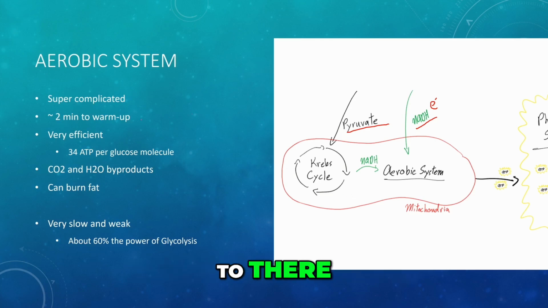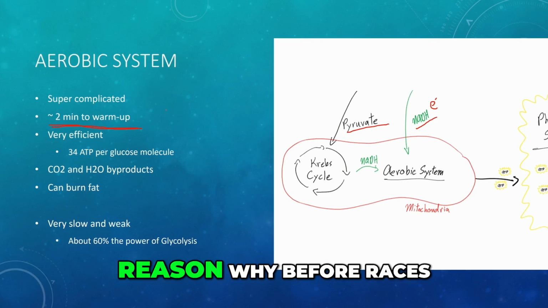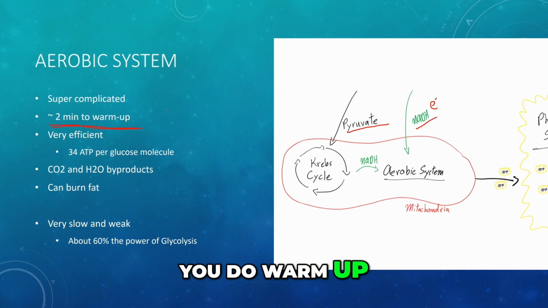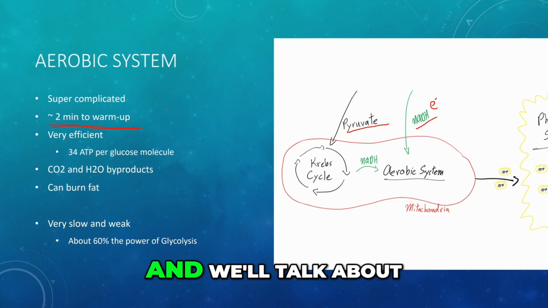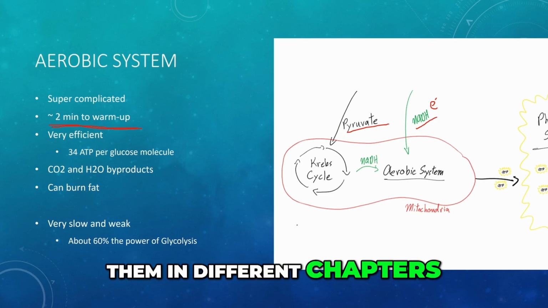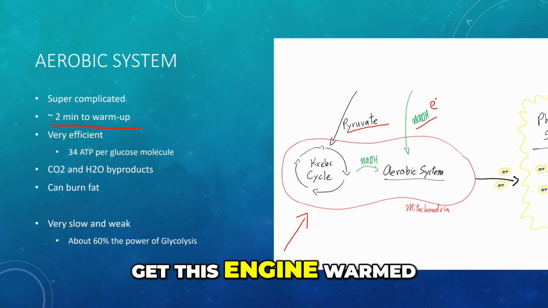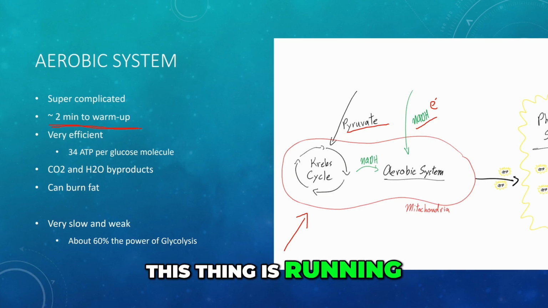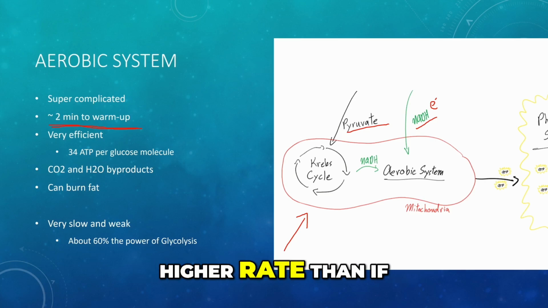But before we get there, the aerobic system takes a couple minutes to warm up. This is the big reason why before races, before swim meets, you do a warm up. There are other reasons too, and we'll talk about them in different chapters, but one of the main ones is to get this engine warmed up and ready to go, so that when you jump off the block for your 200 or 500, this thing is running at least at a higher rate than if you did not warm up.